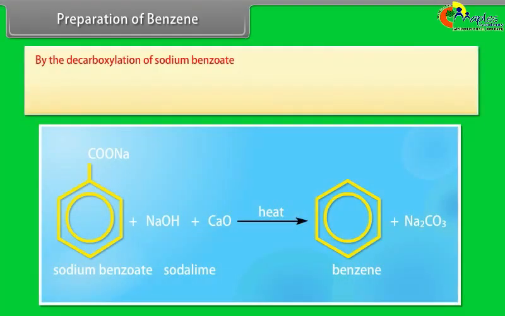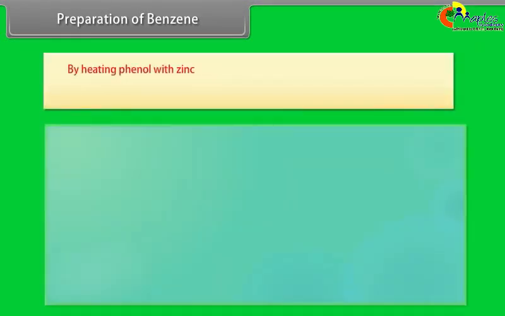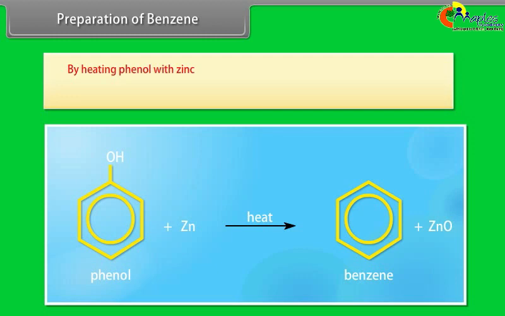Preparation of benzene by the decarboxylation of sodium benzoate. This method is used in the laboratory to obtain benzene. Sodium benzoate is heated with soda lime, and when it gets decarboxylated, that is, with removal of carbon dioxide, benzene is obtained. By heating phenol with zinc.